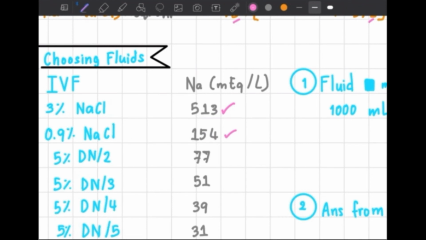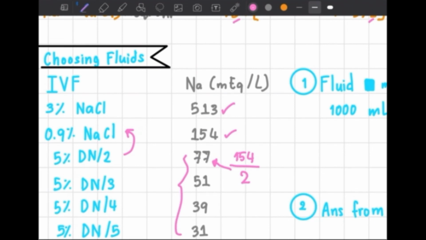Now, let me show you guys how to find the rest without remembering all of these. So D5 N/2 basically means the total sodium of the normal saline divided by 2. This is how it goes: N/2 means 154 mEq divided by 2. And once you punch in these numbers in the calculator, you would get 77.